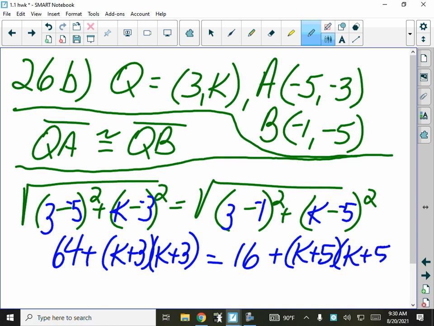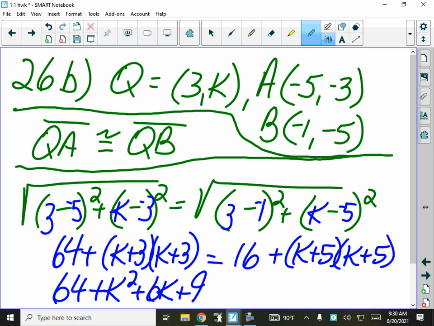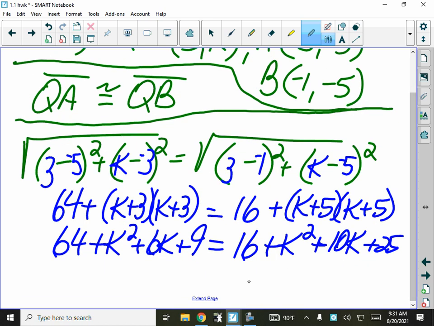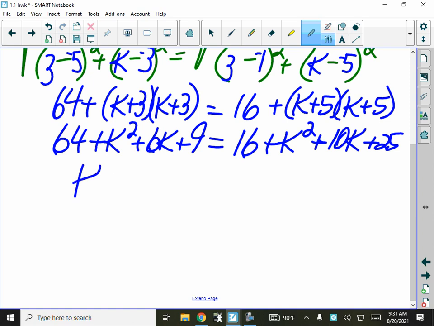So what's going to happen? I'll keep the 64 here. I'm going to FOIL: k squared plus 6k plus 9. I already combined the O and the I on the FOIL because we have 20 minutes left. Next, I did this one, k squared plus 10k plus 25. Everybody good so far? That's fine. Let's find out. So then that's k squared plus 6k plus 73 and k squared plus 10k plus 41.